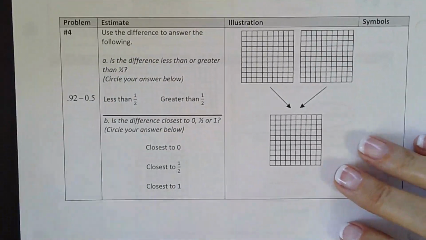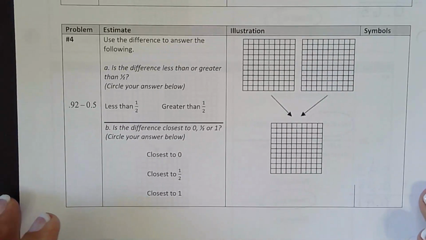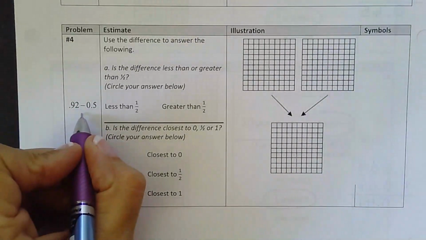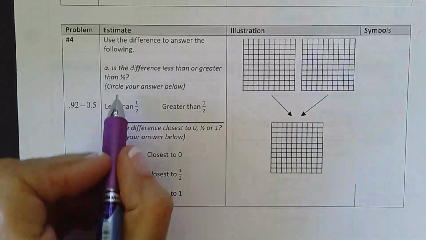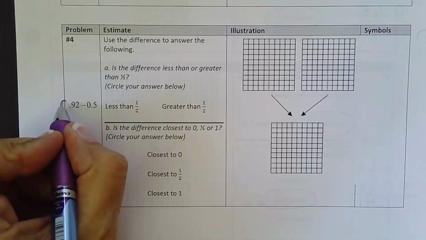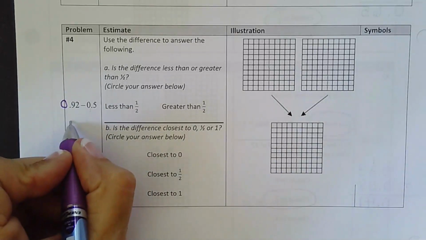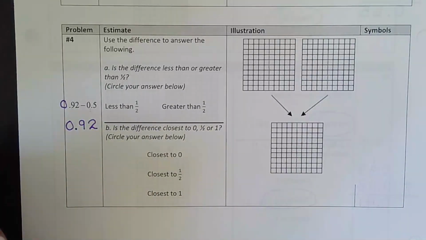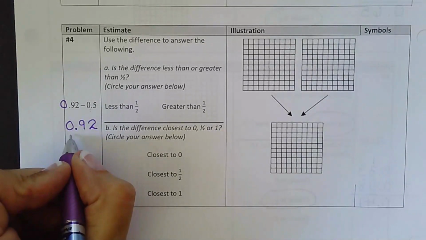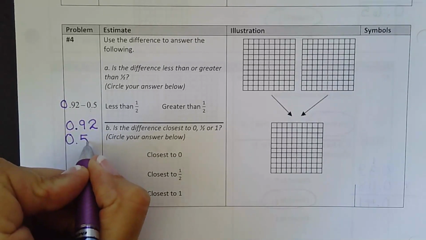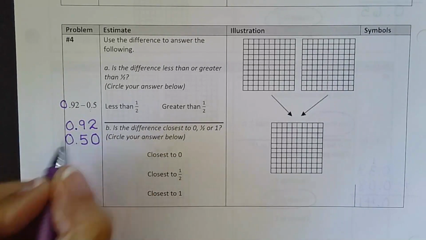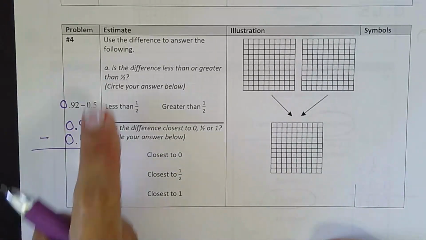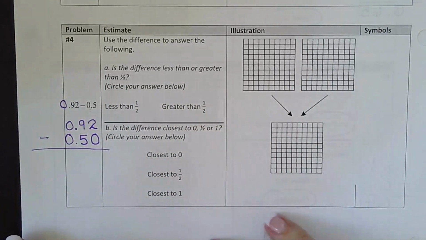And last but not least, use the difference to answer the following. So we have the same thing, but now you need to be careful and look at who does that. Doesn't put a 0 here, but puts a 0 there. Oh my goodness. So 0.92. And remember, we have to line up the decimal places. So this is 0.5. To make the same number of places, I've got to add a 0 there, because you can't have one with 2 and one with 1. You need them both to have the same number of places when you're adding and subtracting.